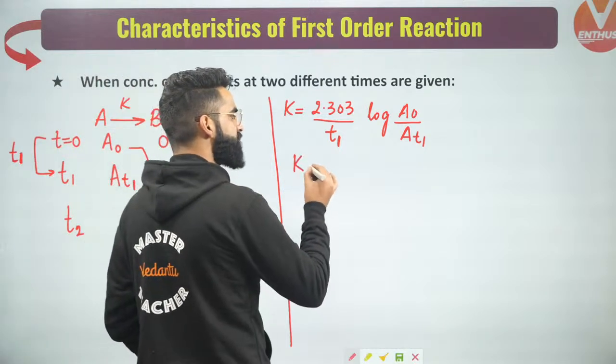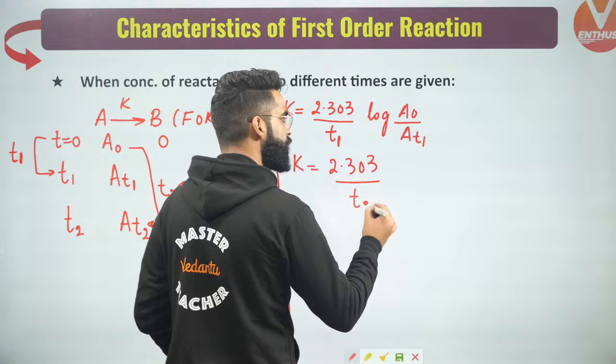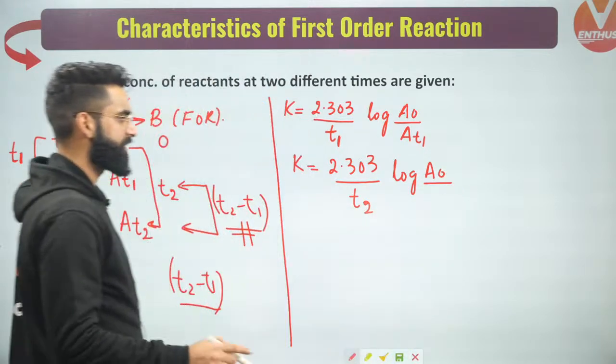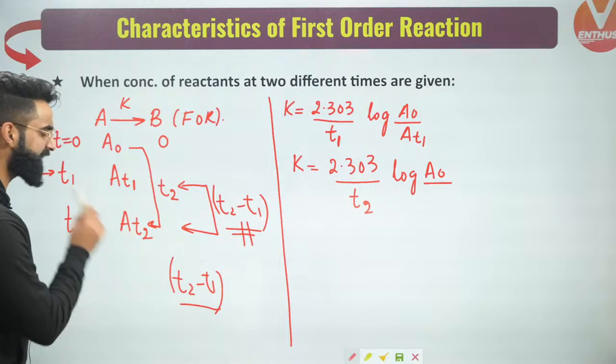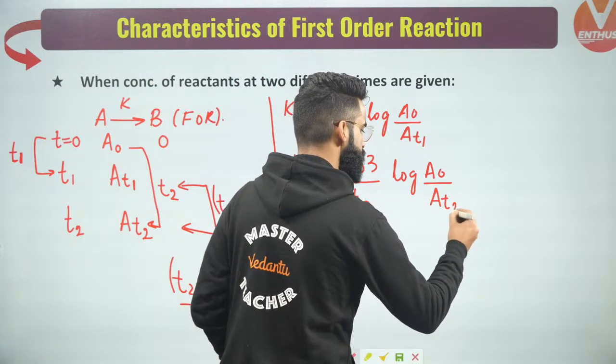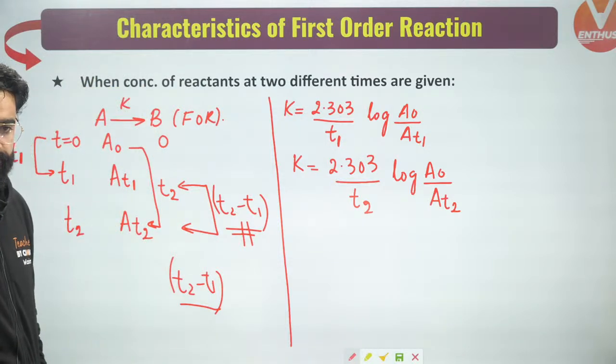I can write the rate constant is equal to 2.303 divided by the time interval, which is t2, into log of the initial concentration A naught divided by the concentration of reactant left at time t2. It's going to be A_t2, something like this. Correct? I can do that, correct?